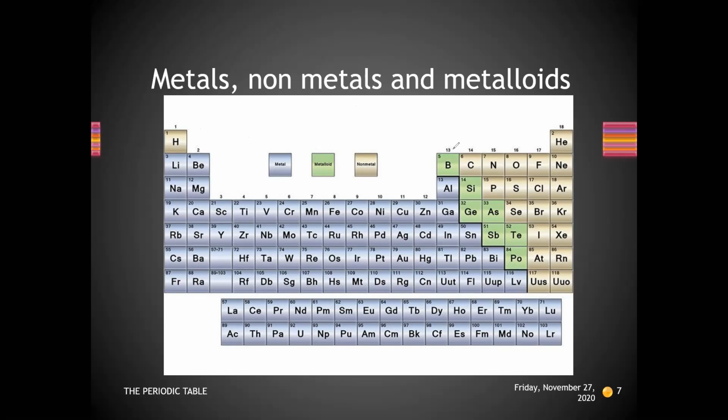So you can see an arrangement of the periodic table, how it is arranged. It is arranged according to proton number: hydrogen 1, helium 2, lithium 3, beryllium 4, boron 5, carbon 6, nitrogen 7, oxygen 8, fluorine 9, neon 10, sodium 11, magnesium 12, aluminum 13, silicon 14, phosphorus 15, sulfur 16, chlorine 17, argon 18, potassium 19, and calcium 20.